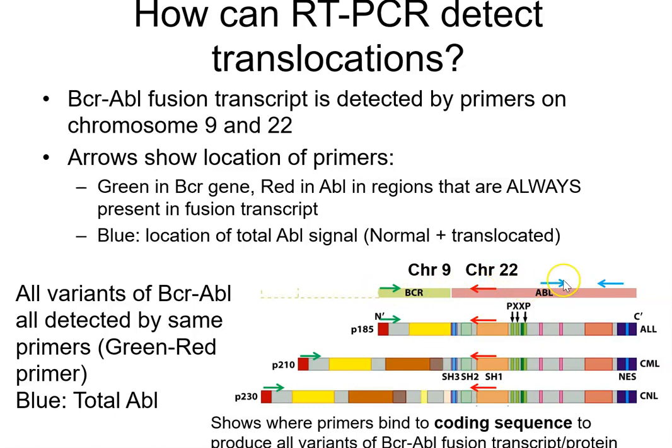And we can compare that to the total amount of ABL by having one PCR primer up here, one PCR primer usually in the same exon, or maybe the next exon along, so we can compare BCR-ABL transcript versus total ABL transcript, and that will allow us to quantify the amount of BCR-ABL transcript in a patient sample.